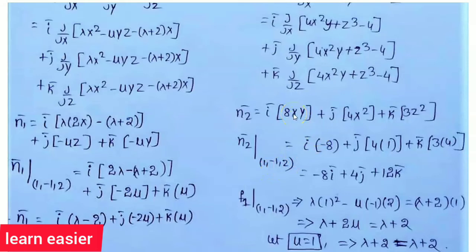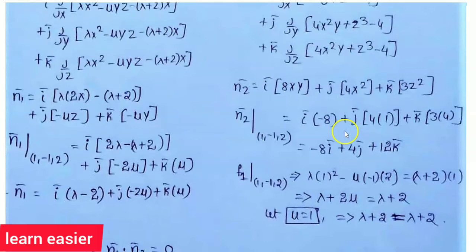Here x is 1 and y is minus 1, so finally we have minus 8. Here x is 1, so 4 into 1 square, 4 ones are 4, and we substitute 2 in the place of z, so 3 into 2 square, that is 12. So finally we have minus 8i bar plus 4j bar plus 12k bar.